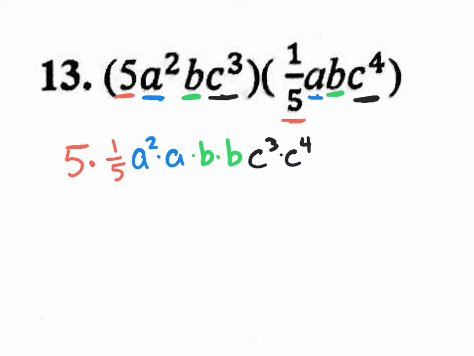With the coefficients, the 5 times 1/5 cancels out and you end up with just a 1, right? You don't even have to write the 1 on your answer because 1 times anything is the same thing. It doesn't change anything. So let's move on to the a's.